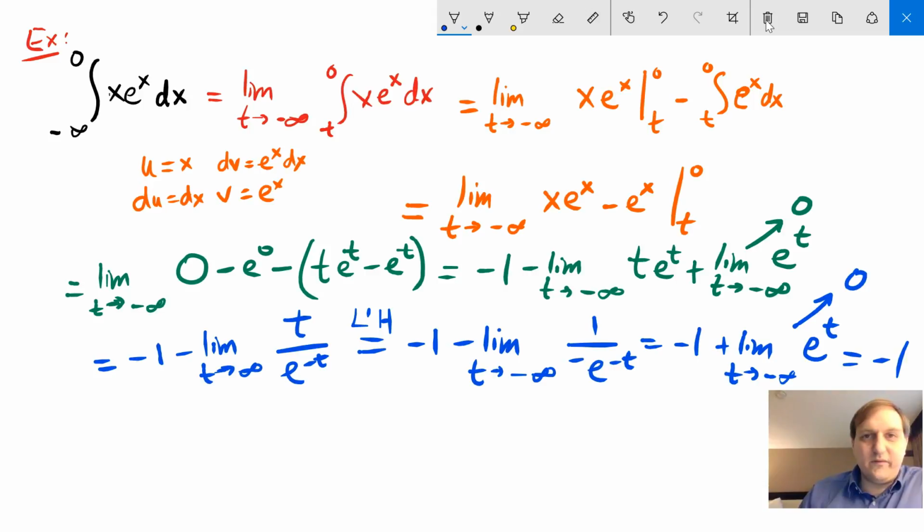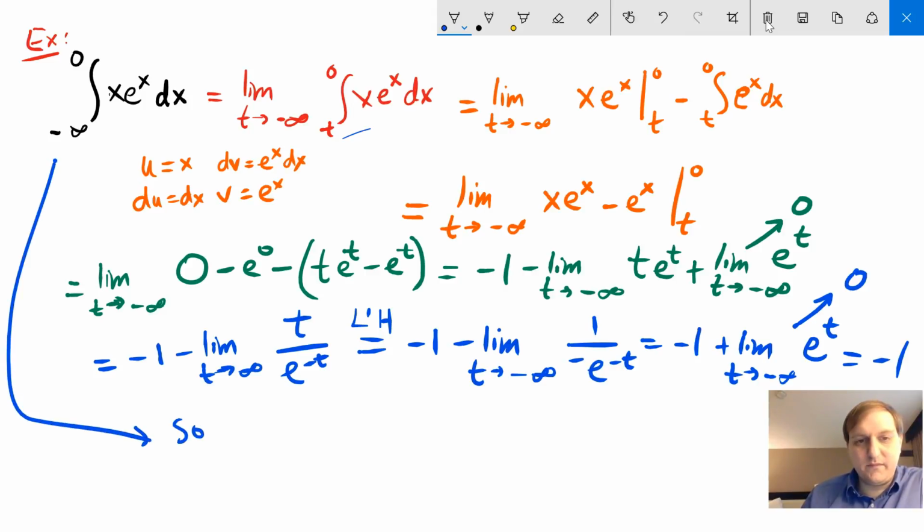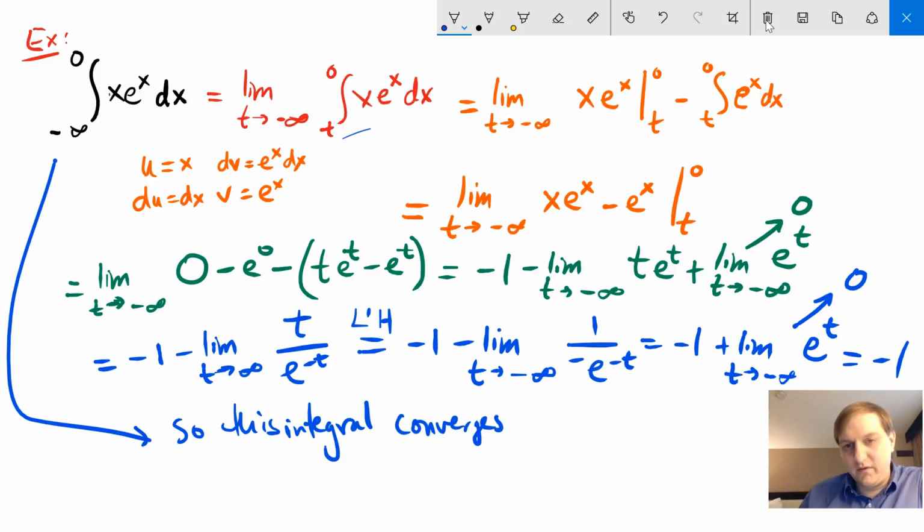So this integral converges to negative 1.